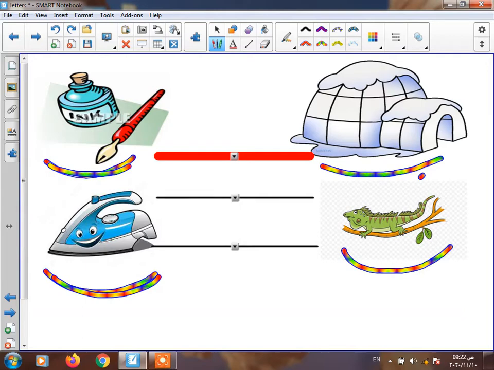How can I write letter I, KG2? Small line, line down, small line again. How can I write sound I? Small line and put a dot. Letter I, sound I.